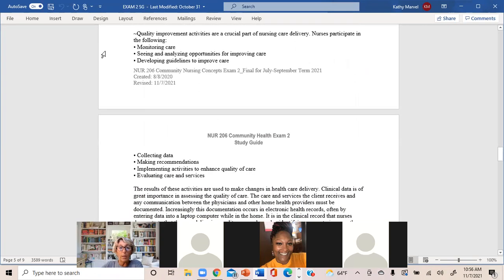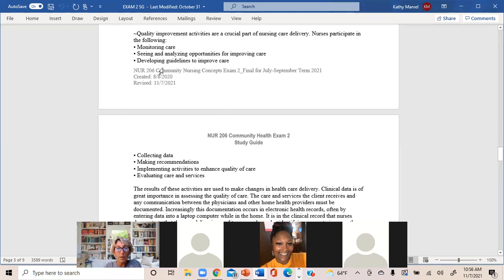And then we talk about quality improvement activities, right? I mean, we think of the hospital, we're always talking quality improvement, continuous quality improvement in the hospital setting, but quality improvement is just as important in the community setting, right? We know the quality improvement activities are a crucial part of any kind of nursing care delivery, including the community setting.